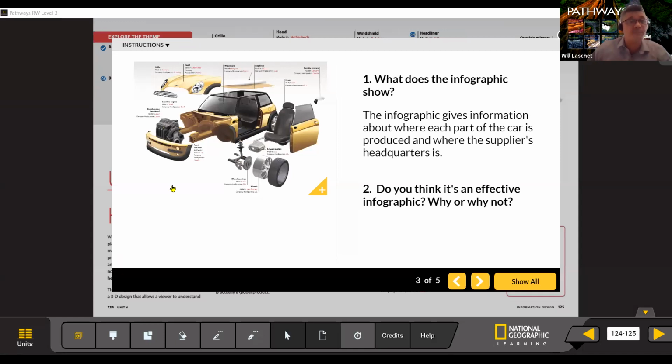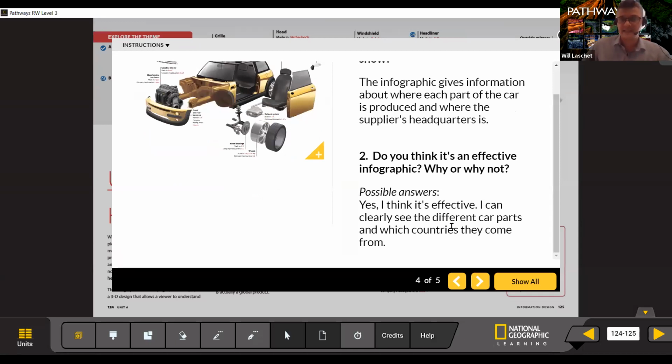Rudy says, I like the exploded view, because that can help me understand inside the machines. Often it's not easy to understand. So I think most of you are saying it's very effective. So we've got an answer here. Yes, I can clearly see the different car parts, which countries they come from.